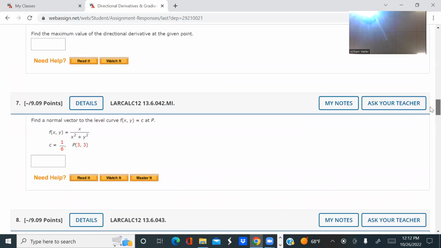Remember one other thing, right? How do you find a perpendicular vector to a level curve? If you have a surface, you create a level curve, a two-dimensional curve, by setting your formula equal to a constant. That gives you a curve that you can graph on the XY plane. And how do you find a vector which is perpendicular to that level curve? That is the gradient vector. So the gradient vector is perpendicular to a level curve. Okay.